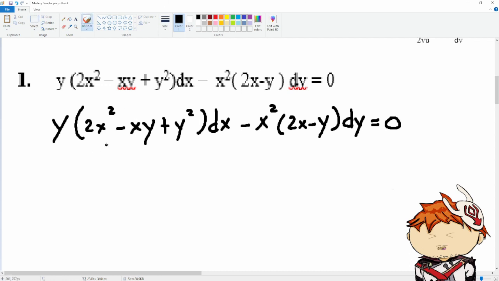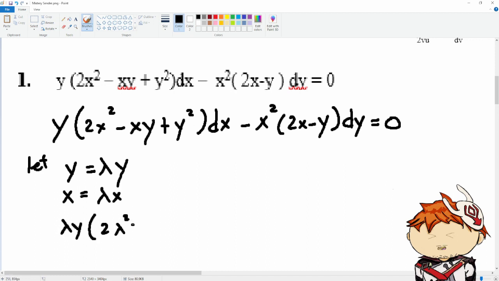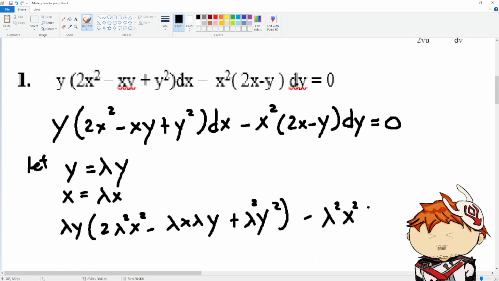Okay, so I'm just noticing that there's a lot of x and y here, second degree. Let's just test for homogeneity. Let y equal lambda y, let x equal lambda x. Okay, lambda y, 2 lambda squared x squared minus lambda x lambda y plus lambda squared y squared, minus lambda squared x squared, 2 lambda x minus lambda y, dy.